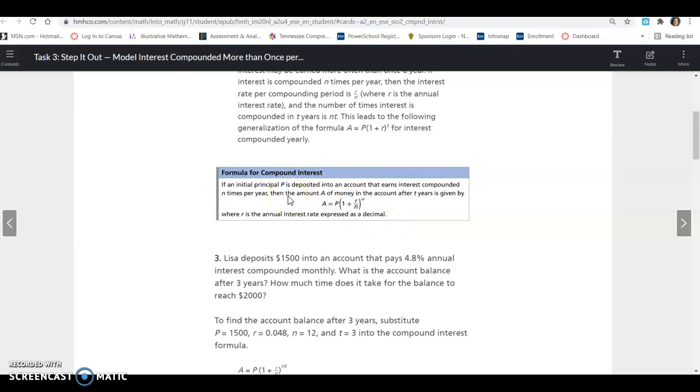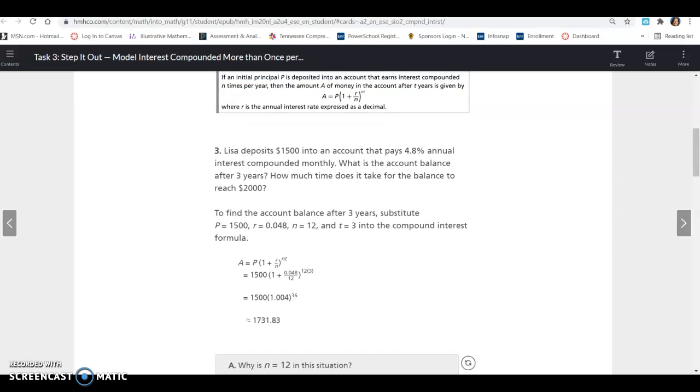All right, so some common things that you could see: if it's compounded daily, there's 365 days in a year. If it's compounded monthly, there's 12 months in a year. If it's compounded semi-annually, that means twice a year. Annually means once a year. And quarterly would be 4 times a year. So n would be different depending on how it's compounded.